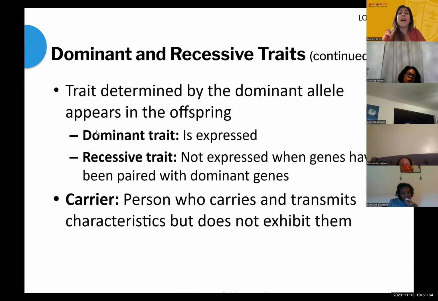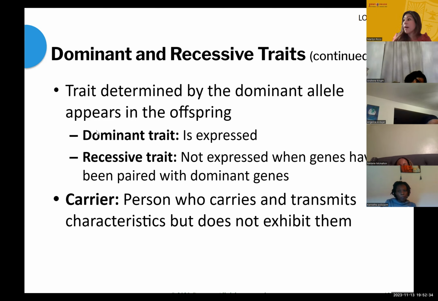Traits are determined by the dominant allele and appear in the offspring. So when the child is born, you see the traits, and that's how you know for sure which parent has the dominant gene in that trait. So the dominant trait is expressed, and the recessive trait is not expressed when genes have been paired with dominant genes. So they could still carry it, but it's not expressed. The carrier is the person who carries and transmits characteristics, but does not exhibit them. So you can have two children. An example could be that the dominant trait shows when two children are born.